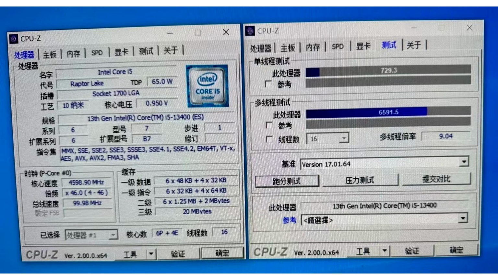The junior Intel Core i5-13400 processor has passed another test again, this time in CPU-Z. The affordable Raptor Lake processors scored 729.3 and 6,591.5 points in the single-core and multi-core tests. The 65W processor has a clock speed of 4.59 GHz.